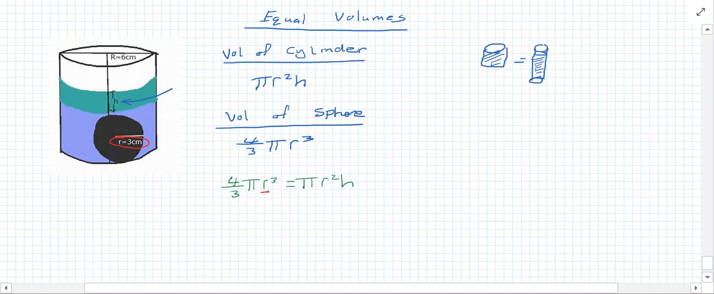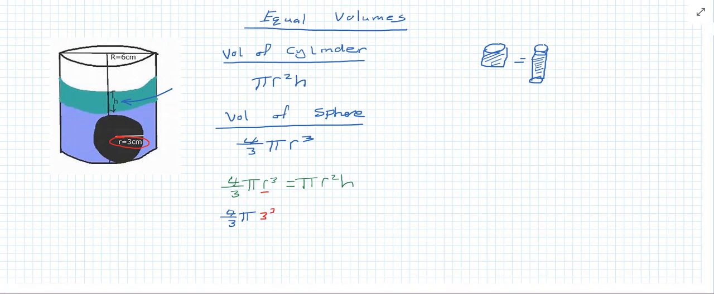So the radius is 3 centimeters. So we'd write this as 4 over 3 pi times 3 cubed. Okay, that's coming from there.